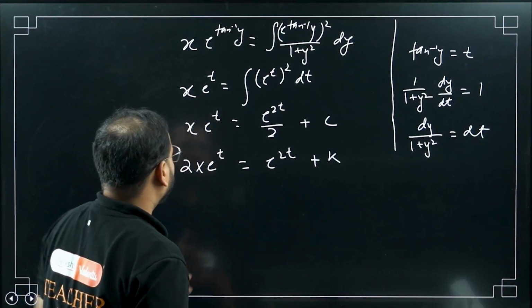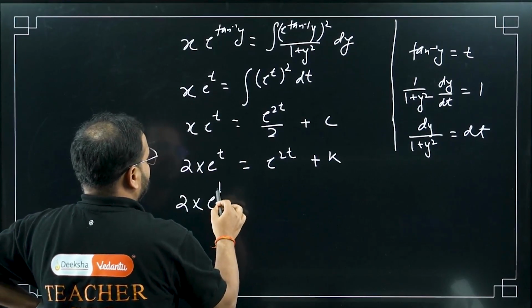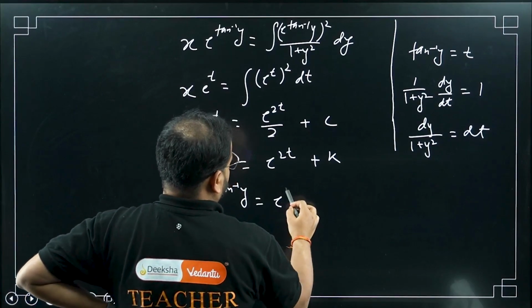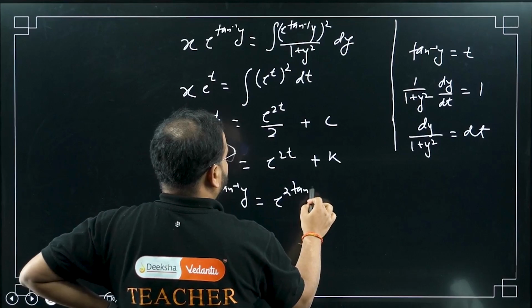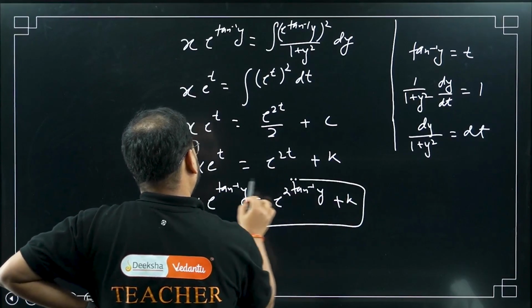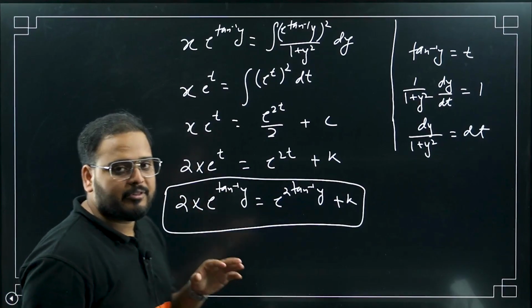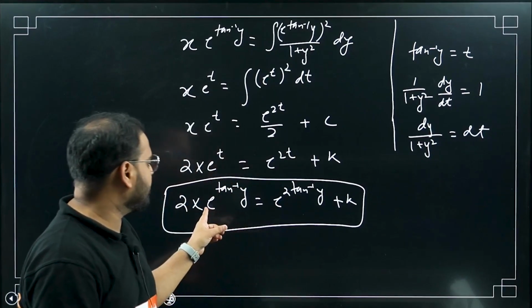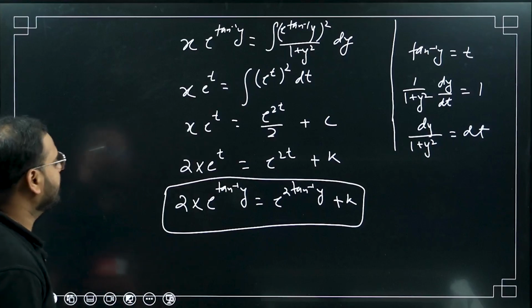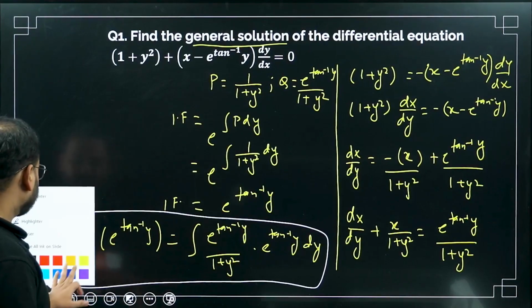I substitute the value of t now. x e power tan inverse of y equals to e power 2 times of tan inverse of y plus k. This is my final answer. The variables they gave were x and y, and x and y are the only ones there. So this is my final answer for the given linear differential equation. Agreed? Shall I move on to the next question?